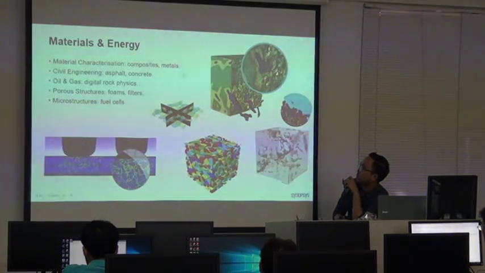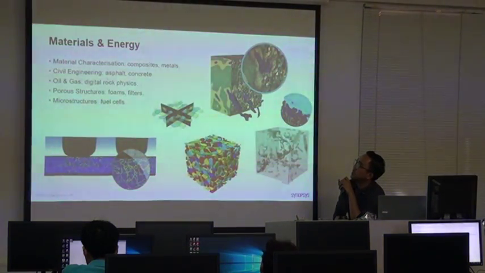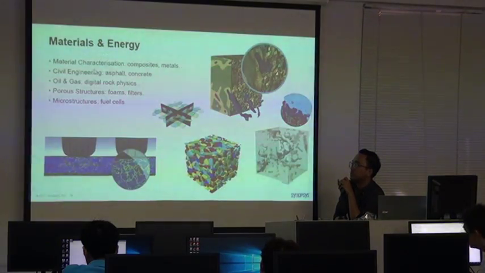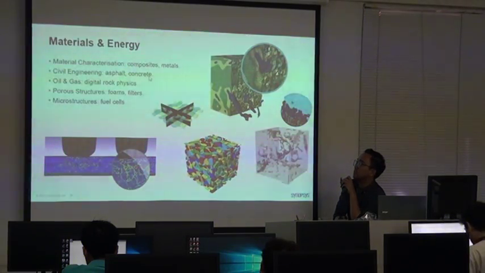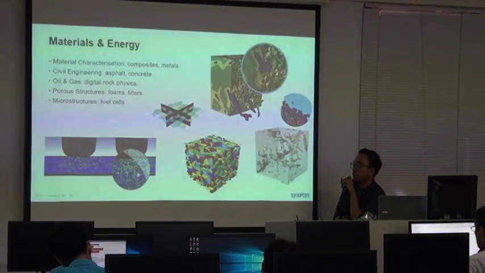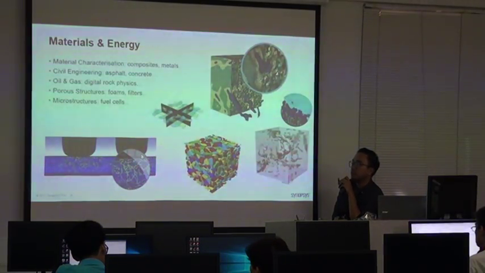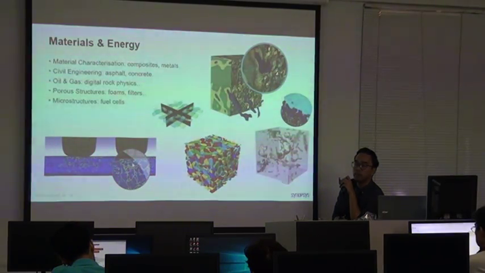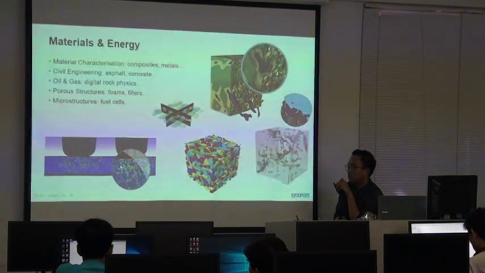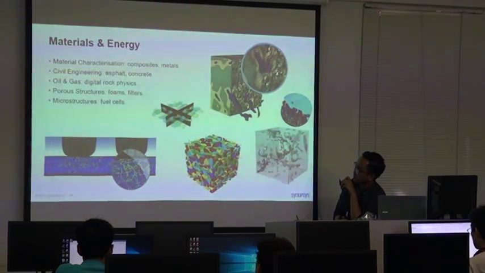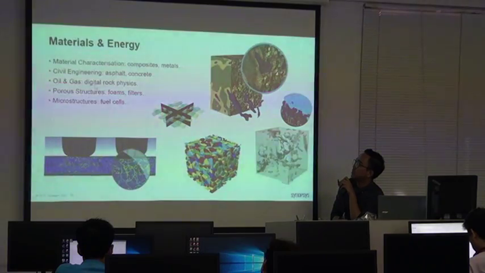So this is the example for materials and energy. For materials and energy, we can use it for material characterization, composites, metals. Asphalt and concrete are examples. So this is the pavement of a road. We take a sample, we scan, we use Simpleware to generate the 3D model, and then we use the FEA software to do the stress analysis, so we can see the stress distribution of the road. And then it can be used for digital rock physics.